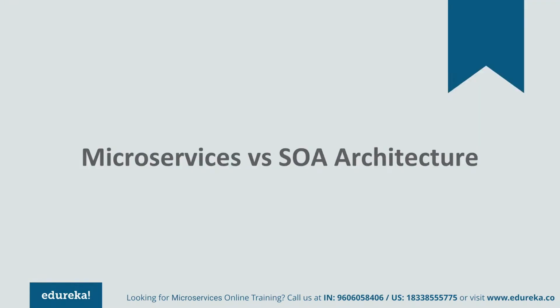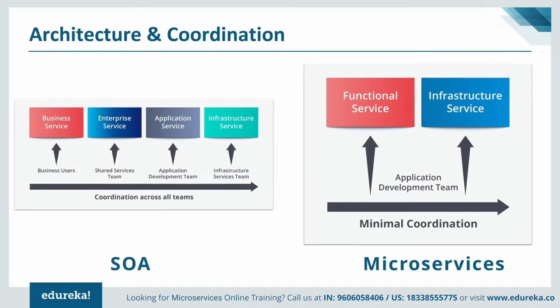So let me go forward and talk about the difference between these two, which is nothing but microservice and SOA, with respect to certain parameters. Let's look at the difference between them with respect to architecture and coordination. So first of all, in SOA, there are 4 different types of services. First is business service, the next is enterprise service, then we have application service, and then we have infrastructure service. So these 4 service types together form your SOA and they together deliver your software application.